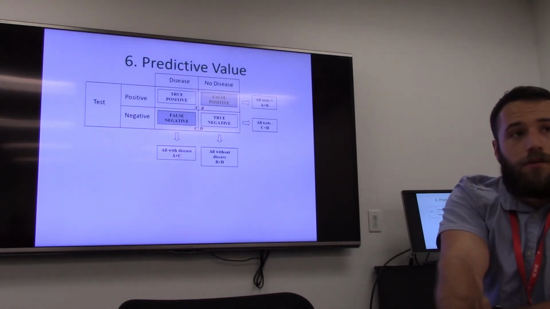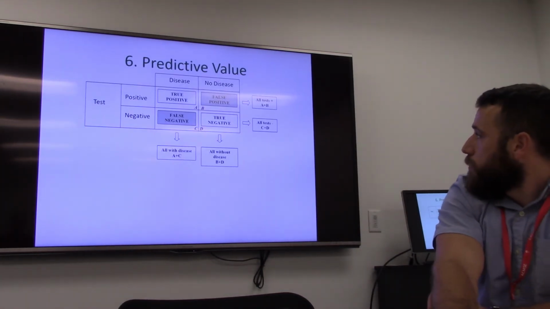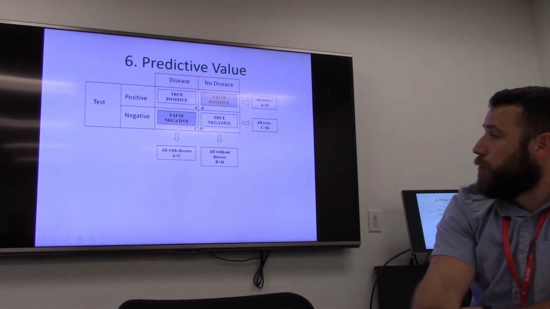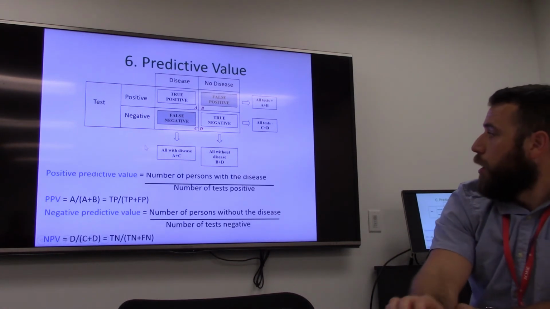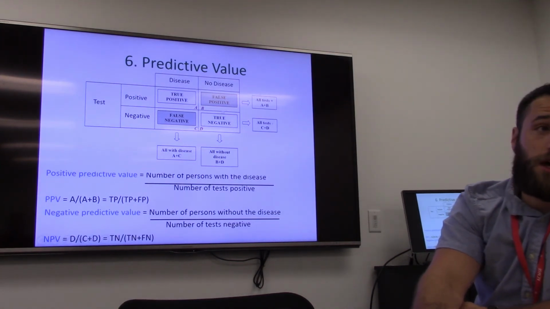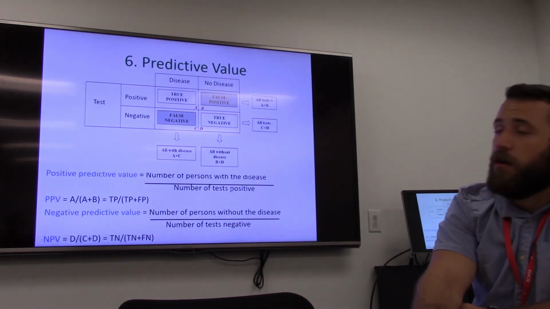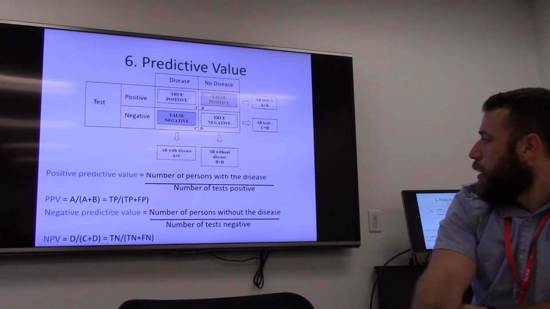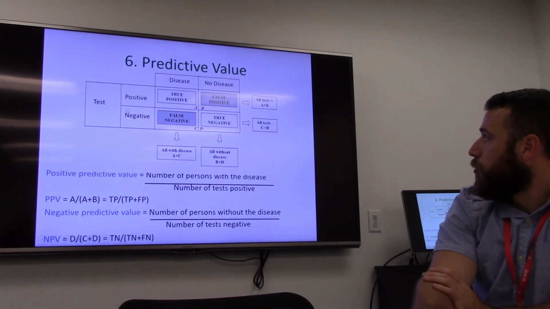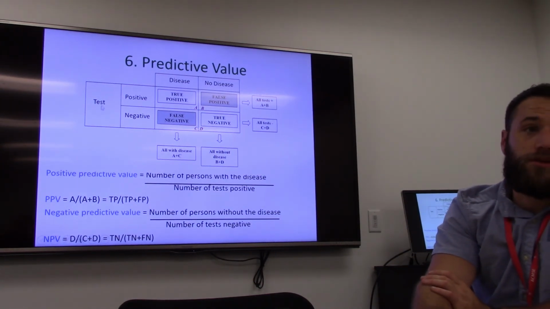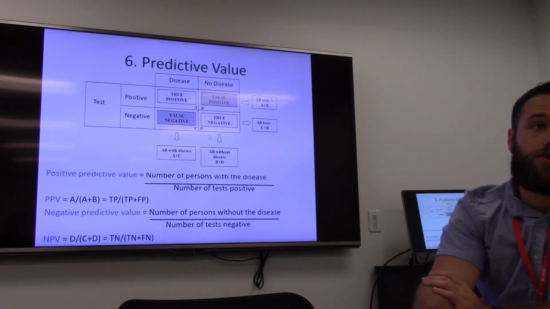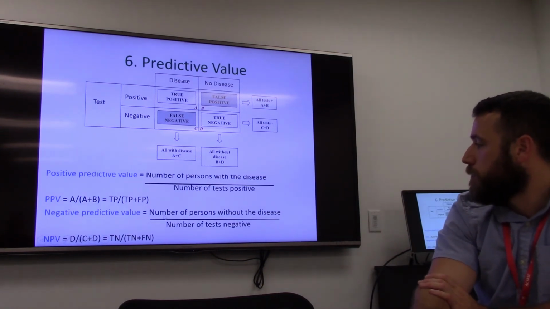You have predictive values, which are a little bit different than sensitivity and specificity. Predictive values break the 2x2 table up into rows. Let's start with positive predictive value: of all the individuals with a positive test, how many of those actually have the disease? So it's true positives over true positives plus false positives. The negative predictive value of a test is, of all those individuals who tested negative, how many of those actually don't have the disease. So it's true negatives over true negatives plus false negatives.